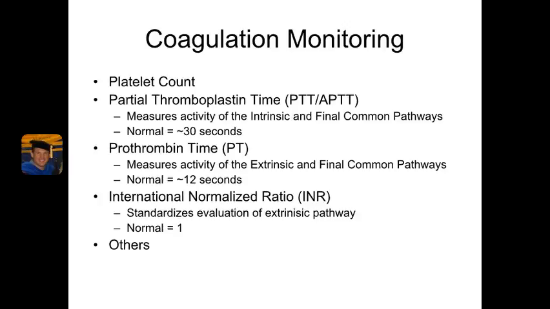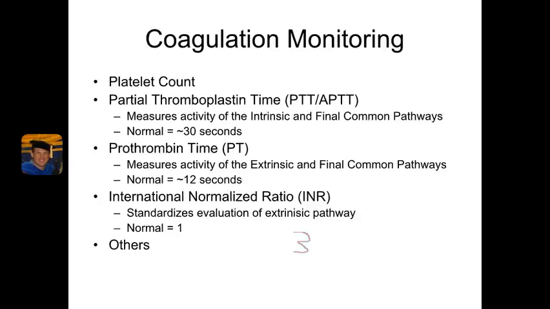So a 1 is exactly normal. It's what you expect. Any number divided by itself is 1. So if the number is what you expect it to be, it's 1. So it's actually very simple to interpret. If the patient's INR is 2, that means it takes twice as long to clot as normal. If it's 3, then, you guessed it, it takes 3 times as long to clot as normal. So the higher the INR value, the higher the risk of bleeding.